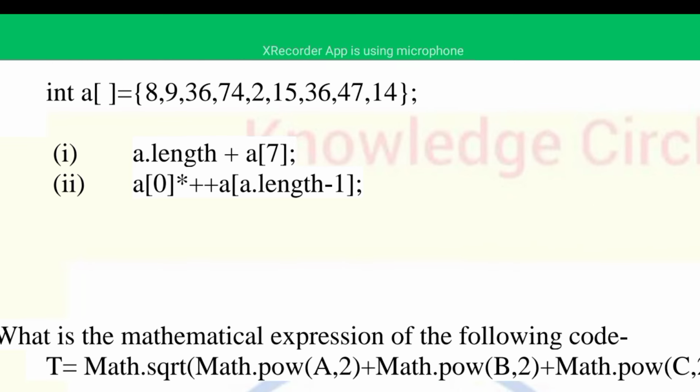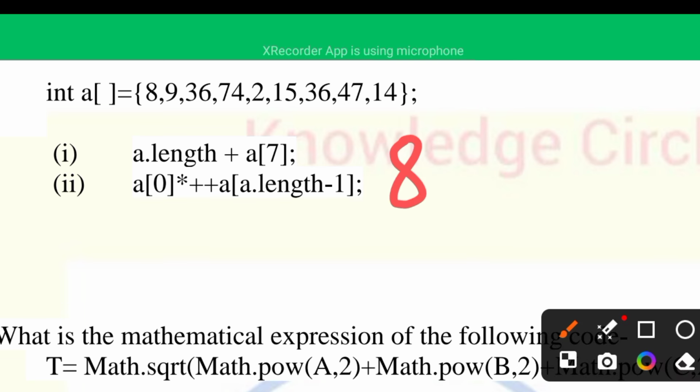Let's go to second question, a0. A0 means the very first element, that is 8. So we'll be writing here 8, and then we have multiplication sign, and then after that we have pre-increment. And then after a dot length minus 1. Length is 9. Minus 1 becomes 8, and 8 is the last element, that is 14. So we'll be writing here 14.